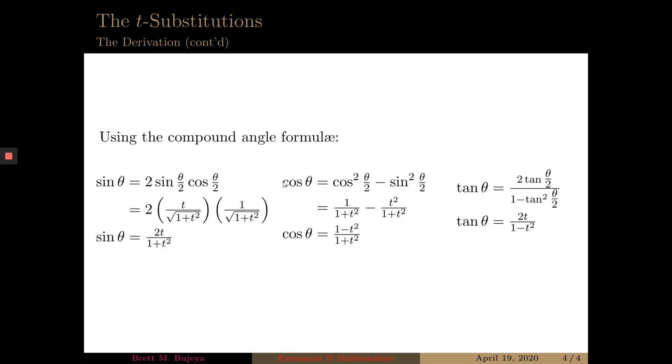And in the next video, what I'll show you is how to find the differentials. And in the third video, I'll show you how to use that for integration.